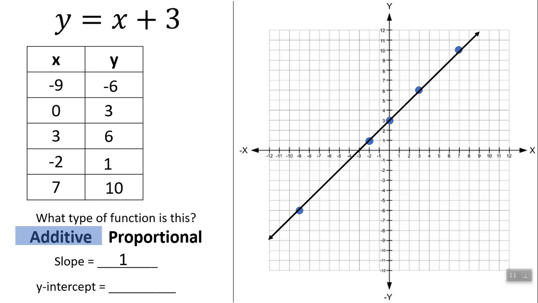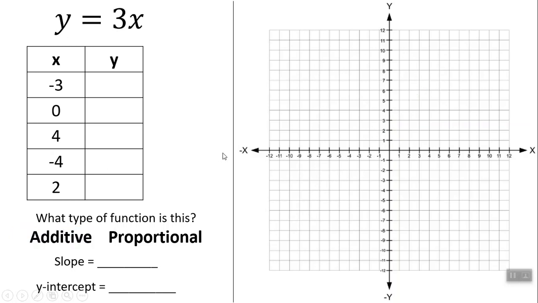The slope is 1. The y-intercept is where the line hits the y-axis. The line hits the y-axis at 3. So the y-intercept is 3. Now, if you notice, the y-intercept is the constant that's in the original equation.